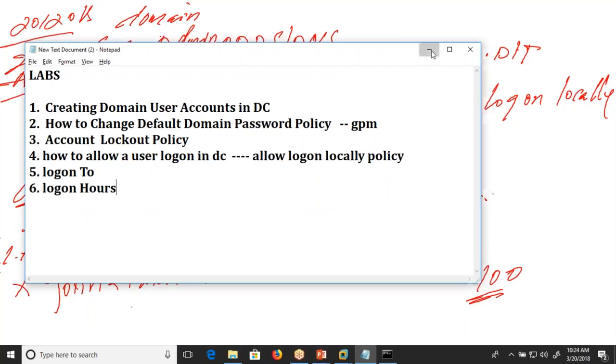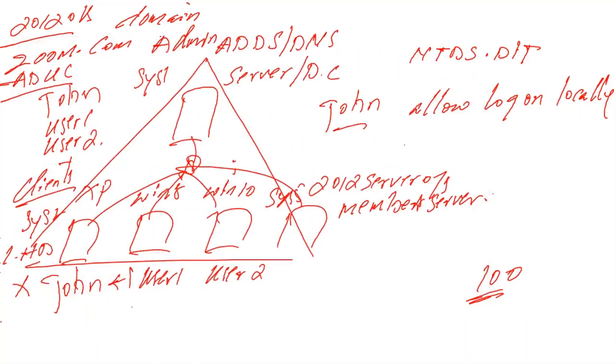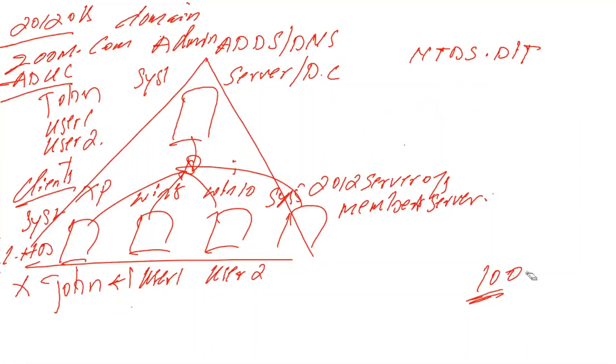Now first we'll go for log on to. What is the use of log on to? You can see in our network we have a number of computers. The user can log into any computer here. But one day my boss comes and says, sir, for user 1, don't allow all the computers to log in. We have 100 machines, but don't allow the user to log in to all 100 machines. I want to give some specific computers only for the user to use.